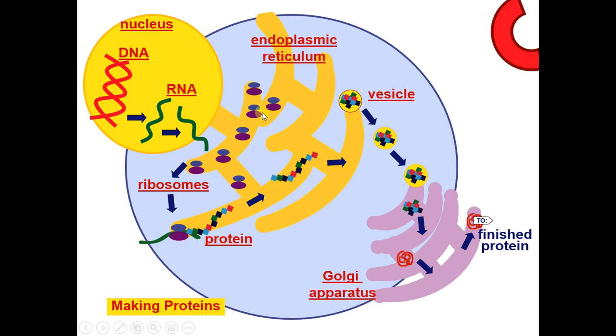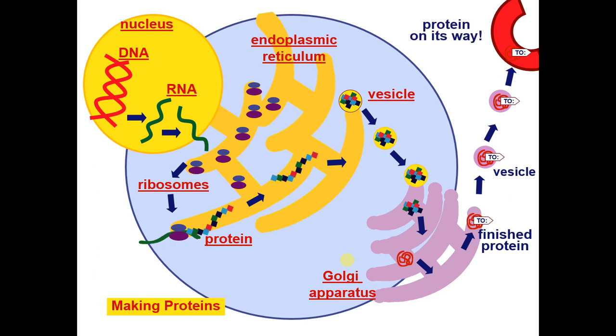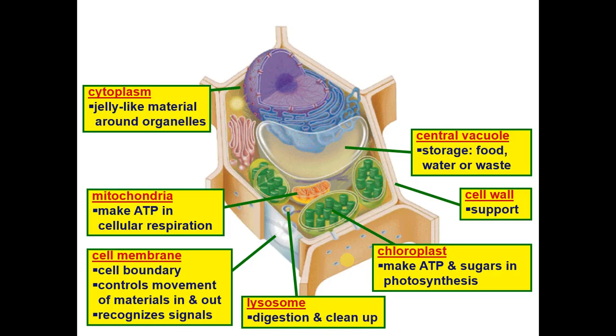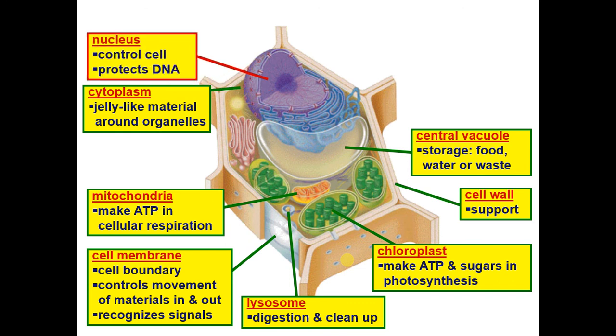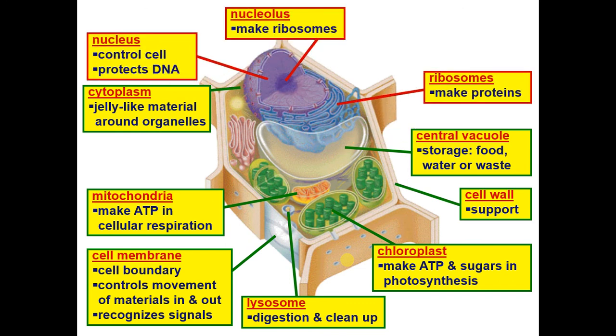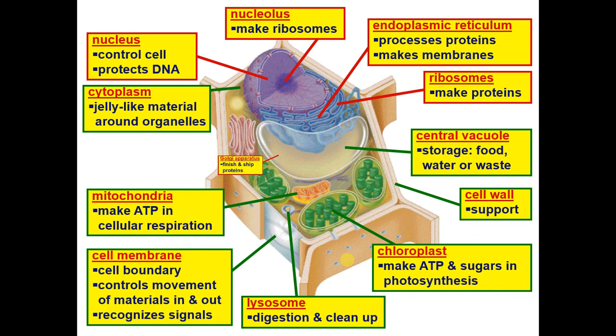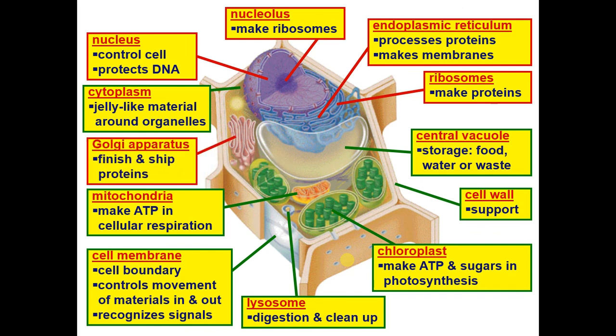All right, if it was a protein that needed to stay in the cell, instead of a bound ribosome, it would be made on a free ribosome and then just be floating here free in the cell to be used in something the cell would need it to do. Protein on its way. All right, so here's all those parts that we talked about in a plant cell too. So here's the nucleus, the nucleolus, there the ribosomes, and the endoplasmic reticulum, and the Golgi apparatus, just so we can have examples from both animal and plant cells and know the difference.